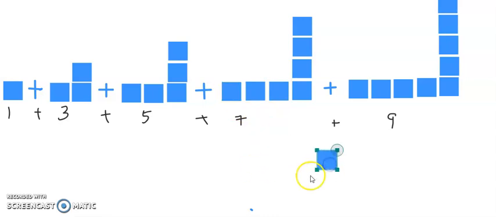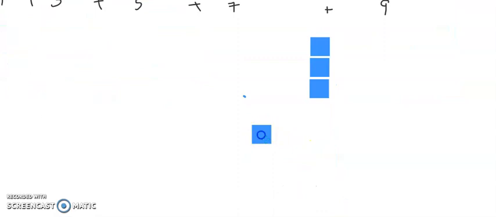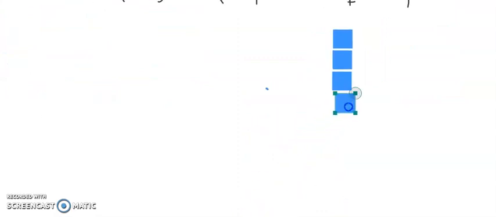So let me place 1, 2, 3. I need to go up. 4, 5, 6, 7, 8, 9. Count. Am I correct with the 9? Yes. Now I'll place my 7. So 1, 2, 3, 4, 5, 6, 7. Right?